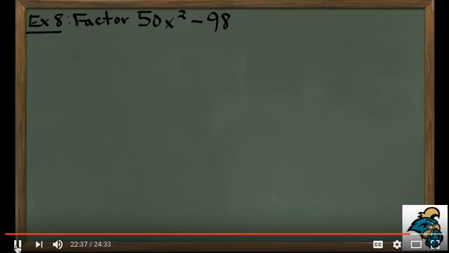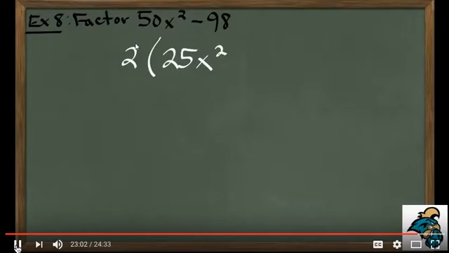Example 8, factor 50x squared minus 98. Again, we see there's just two terms, so it kind of keys us in. We're probably going to use difference of squares. But the first thing you always look for is the greatest common factor. Well, 50 and 98, what are they both divisible by? A 2. So I'm going to go ahead and factor out a 2 to start with.